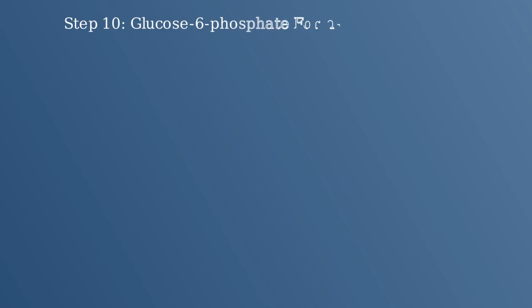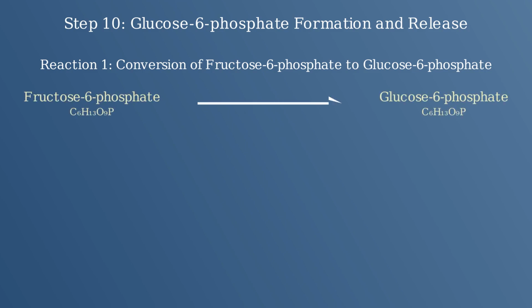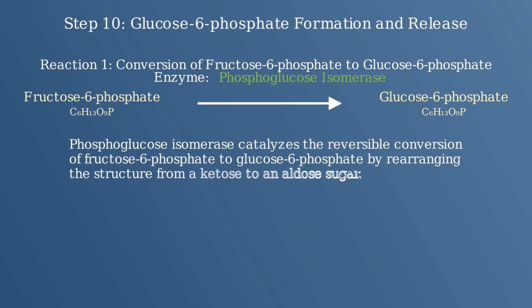In this final step of gluconeogenesis, we'll examine how fructose 6-phosphate is converted to glucose, which can then be released into the bloodstream. The first part of this step involves the enzyme phosphoglucose isomerase, which catalyzes the reversible conversion of fructose 6-phosphate to glucose 6-phosphate. This isomerization reaction changes the structure from a ketose sugar to an aldose sugar without any energy requirement. It's the same enzyme that catalyzes this reaction in glycolysis, but in the reverse direction.